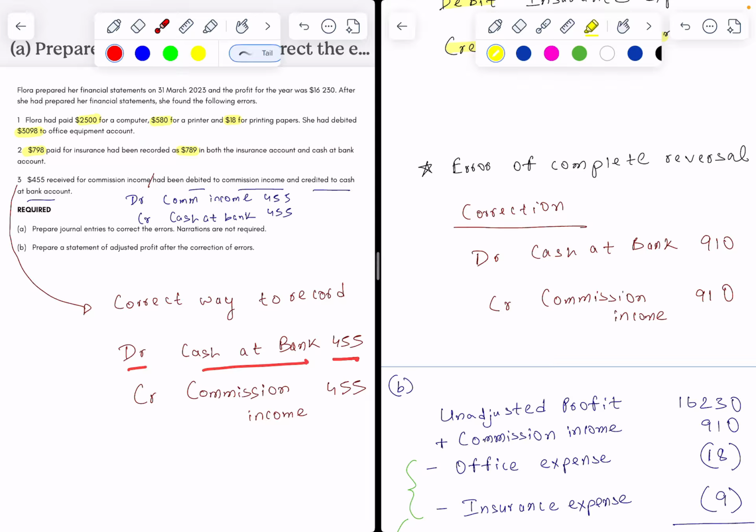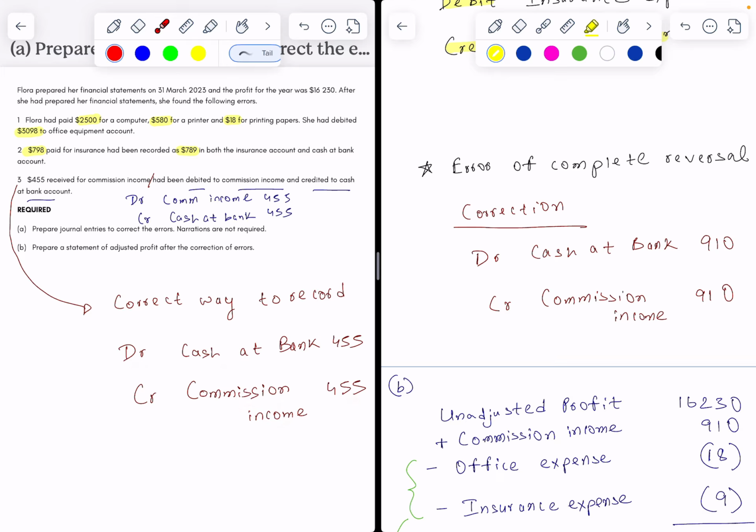Simultaneously, any income that is earned or any revenue that the business earns is what we always credit. So we are crediting the commission income to reflect that increase in income, and that is by $455. So this would have been the correct way to record it.